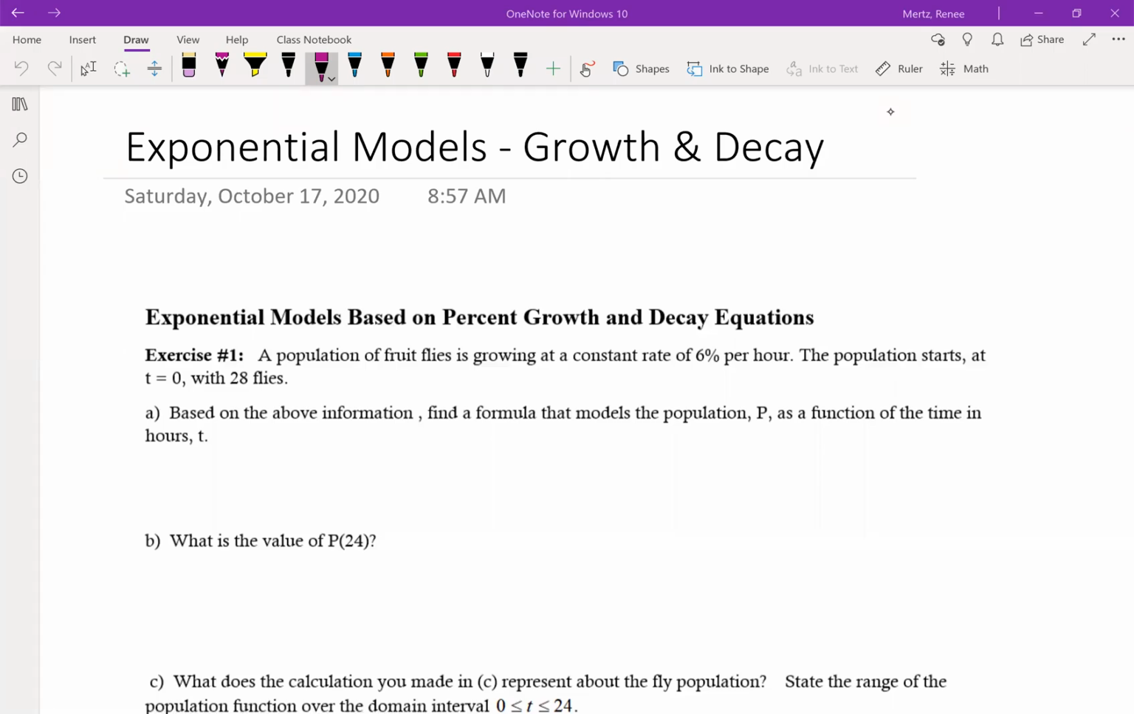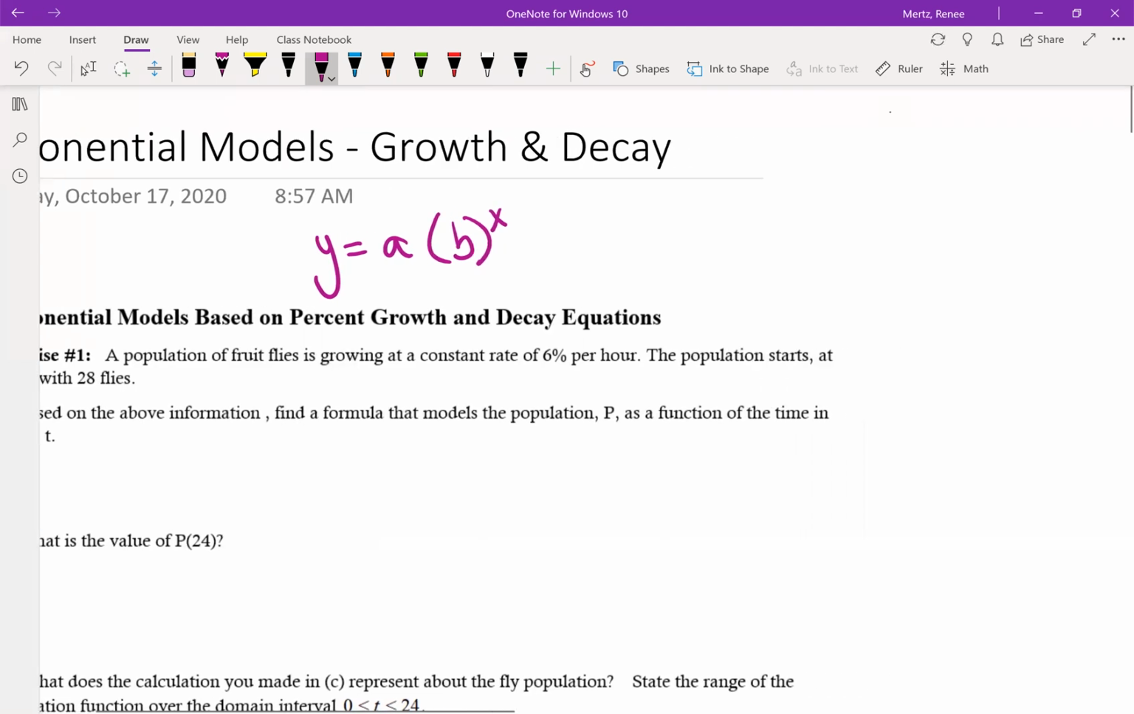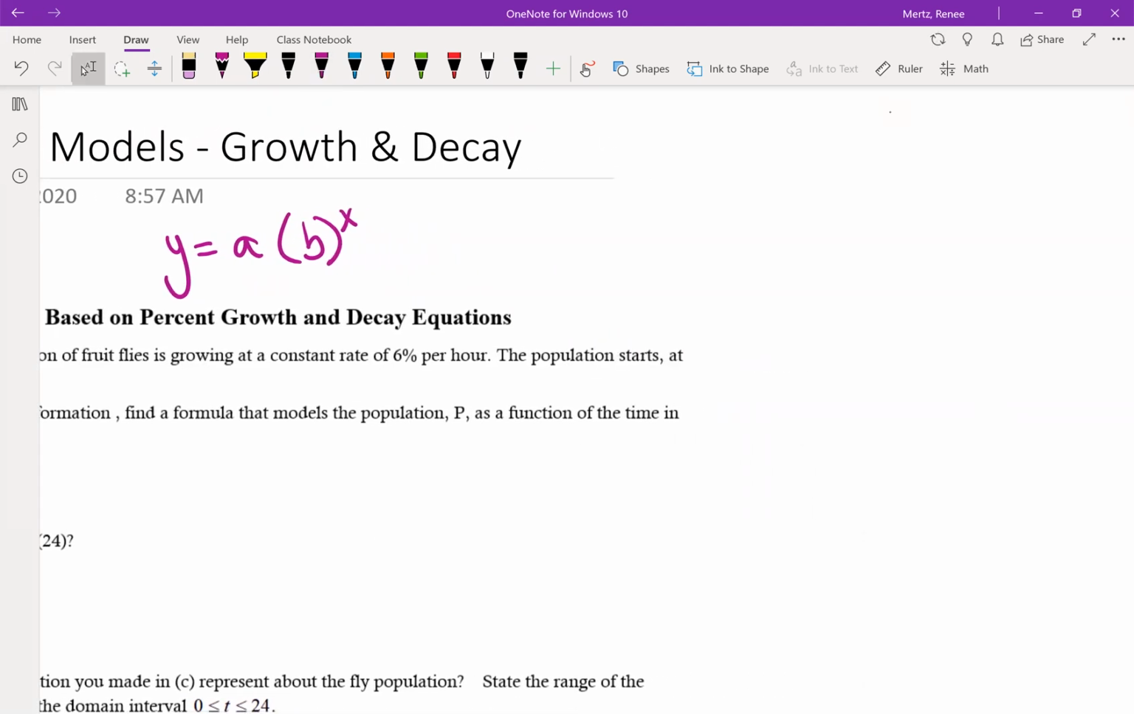Hi guys, today we're going to be talking about exponential models for growth and decay. Let's refresh our memories about our exponential function to start. So we started working with these a little bit the other day. The general formula is y equals a times b to the x. Do you remember what a stood for? So a stood for the initial value.